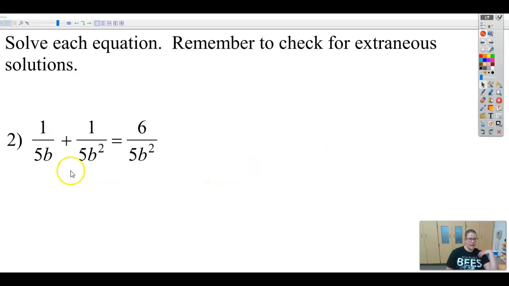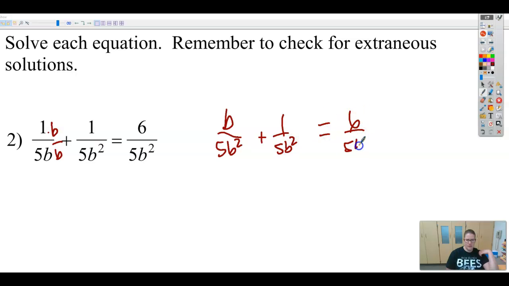Alright, so we have 5b squared, and 5b squared. So these two already match. This one is almost there. It's just missing one of the b's. So on that one, we've got to multiply this first part by b over b. So first step every time is get a common denominator. So 1 times b is b over 5b squared, plus 1 over 5b squared equals 6 over 5b squared.